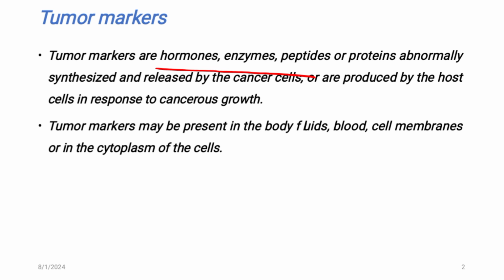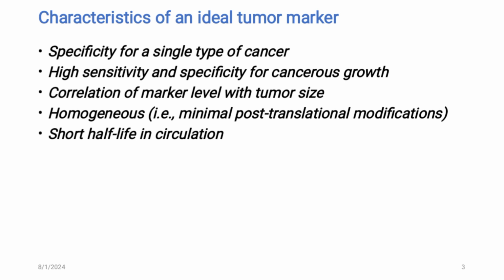Okay, the next is specific characteristics of the ideal tumor markers. We should have the idea about the ideal tumor markers and their characteristics. So let's start the characteristics. The first is specificity for a single type of cancer. It means that a single type of tumor marker would be specific for a single type of cancer, not for all the types of cancers.